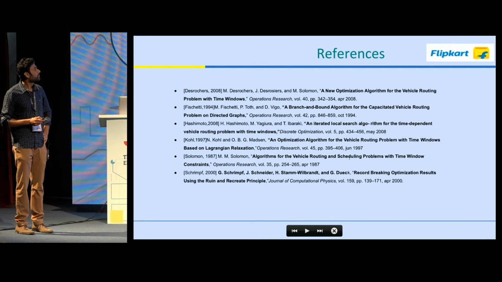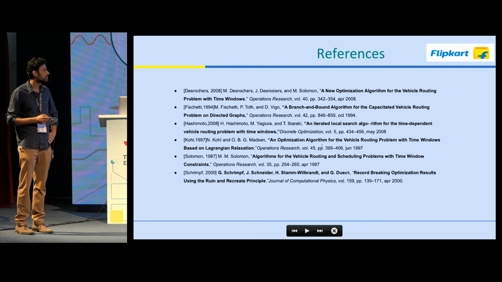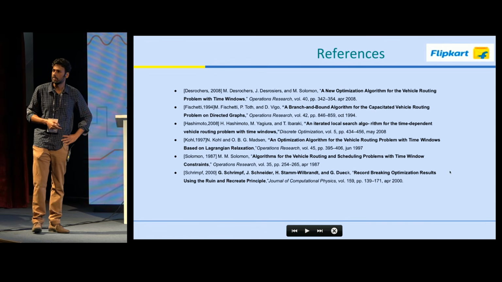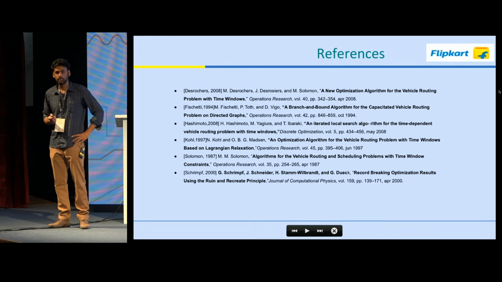Great. And this is the end. The set of references: a lot of these are for exact solutions, exact algorithms. Specifically, the Shrimp and the Solomon papers are things that we've drawn some inspiration from. And that concludes my talk. Thank you.